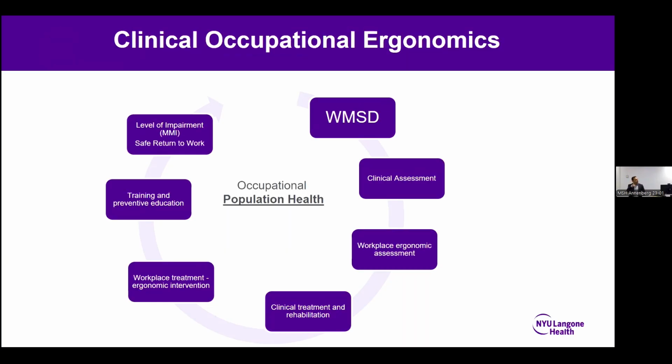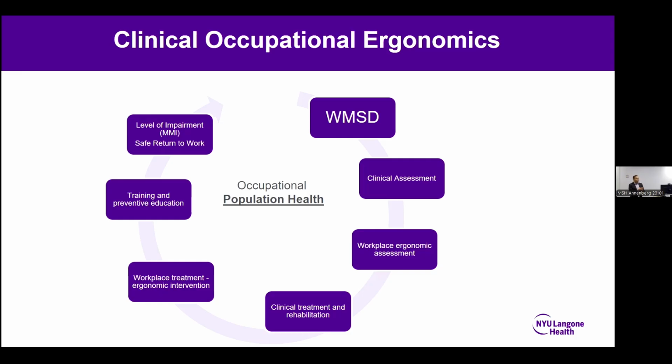This slide had some arrows. I don't know what happened, but it starts here and then goes around here, so just picture the arrows. We have a work-related musculoskeletal issue. Workers come in, and we do our clinical assessment. Then we do our workplace ergonomic assessment, so we understand deeply what's happening. Then we have the clinical treatment and rehabilitation, then the workplace treatment and ergonomic intervention, and after that, training and preventive education.